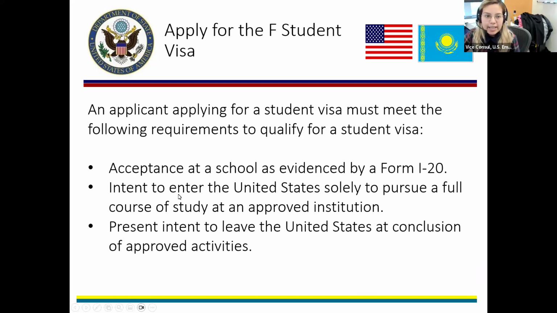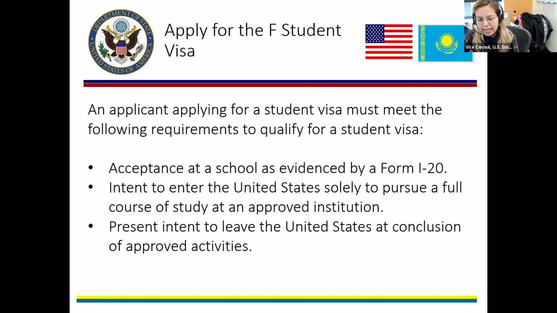So to apply for the F student visa, these are just some of the requirements that you need to be able to qualify under this visa type. So first is that you will have already been accepted to a school, and you will have the form I-20. The form I-20, and I'll go into that a little bit more later, is just a form certifying that yes, you are going to be going to a school in the US, and it'll provide some details about the education that you'll be doing. Something else is that your intent to enter the United States at that time is to pursue your full course of study at the institution that you'll be going to.